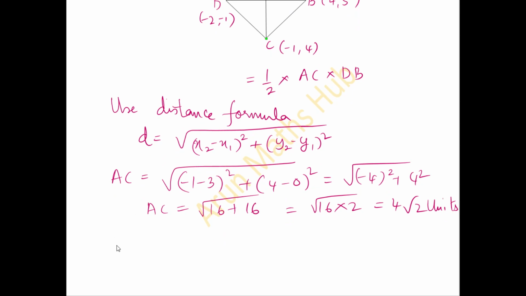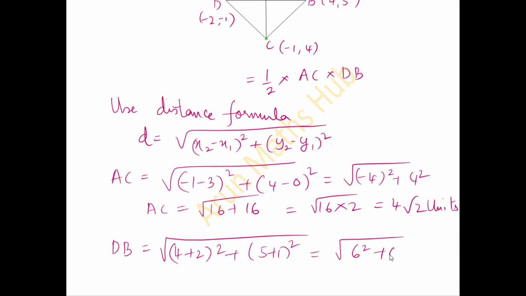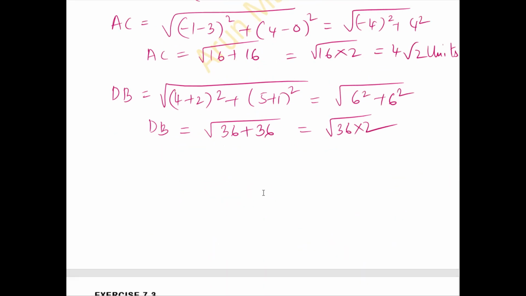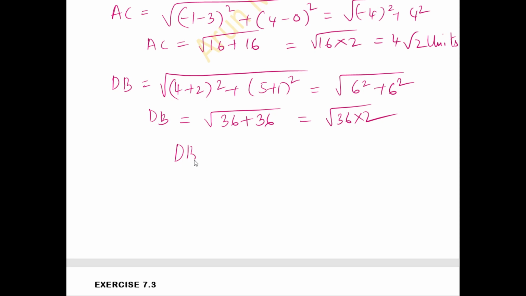In the same way, the length DB equals square root of 4 minus of -2 is +2 whole square plus 5 minus of -1 is 5 plus 1 whole square, which is equal to 6 square plus 6 square. DB equals 6 square is 36, which can be written as 36 into 2. Now DB equals, what is 36? Square root of 36 is 6, square root of 2 as it is. Therefore DB equals 6 root 2 units.